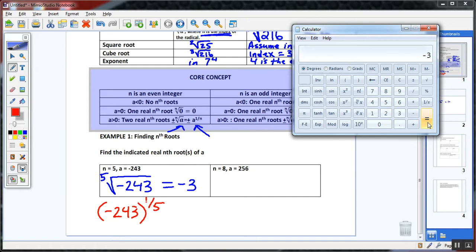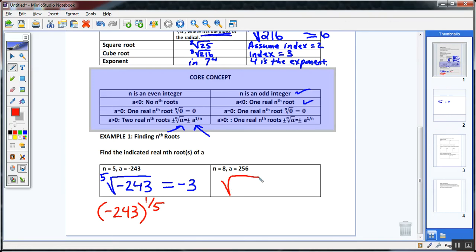Okay, let's talk about what this means. This is saying we want 256. First of all, kids, this A value down here, 256, is this an odd integer or an even integer? Even. Is it less than 0, equal to 0, or greater than 0? So we're talking about this situation right here. By core concept, we have a value that we're rooting out. We're looking for the nth root of, in this case, an even integer bigger than 0. It says we're going to have how many real solutions, kids?